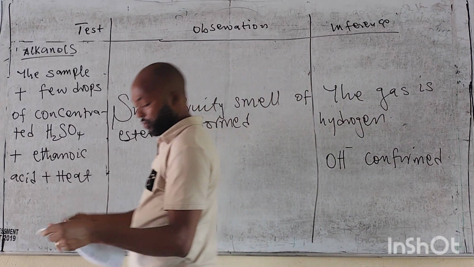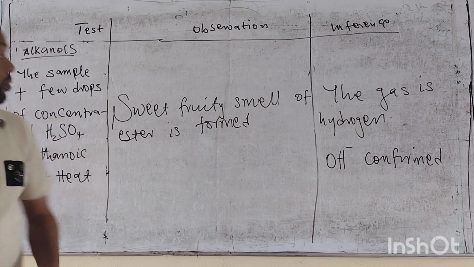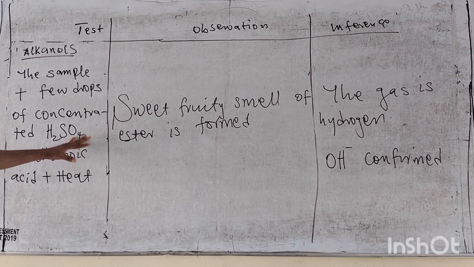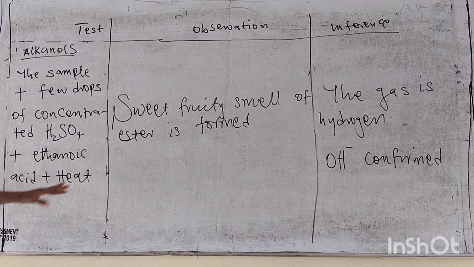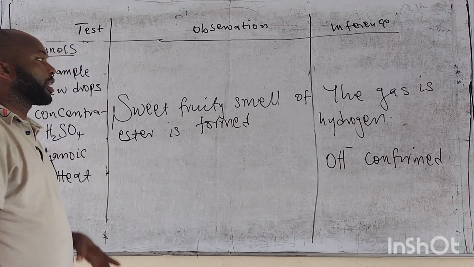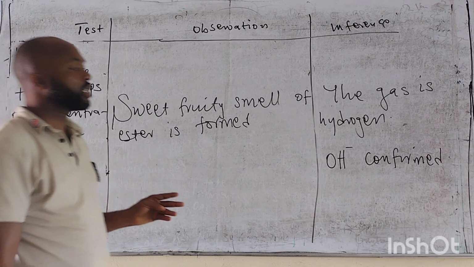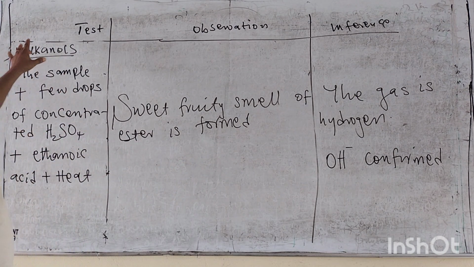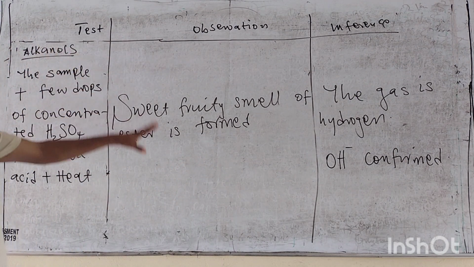So, test for alkanols, which is the OH group. We add to the sample a few drops of concentrated H2SO4 plus ethanoic acid plus heat. A sweet fruity smell of ester is formed. The gas is hydrogen. OH is confirmed. So it confirms that an alkanol or alcohol is present.